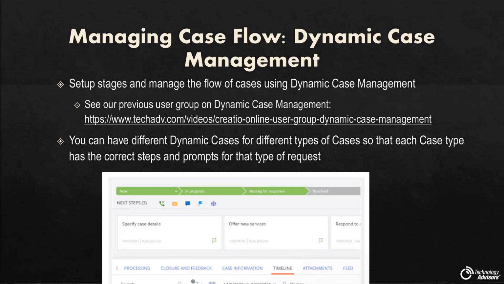One aspect that I want to emphasize from that, which is especially relevant in cases, is that you can have different processes or different flows, different dynamic cases for different case types. So if you have different types of requests that have different steps that need to be completed, having different dynamic cases allows you to track those steps differently. Each case type can then have the correct steps and the correct prompts of things to do within a stage for that type of request.